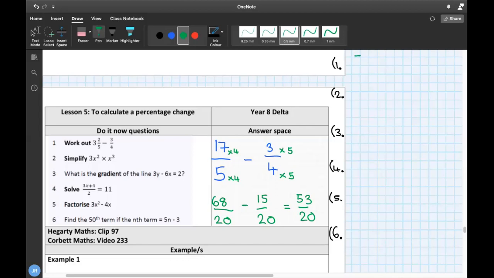So your final answer there, we cannot simplify that fraction any further, 53/20. You can turn it into a mixed number as well though. So it's going to be 53/20 or 2 and 13/20.